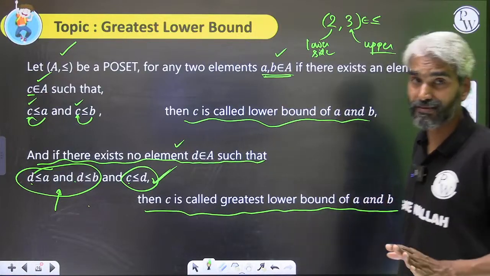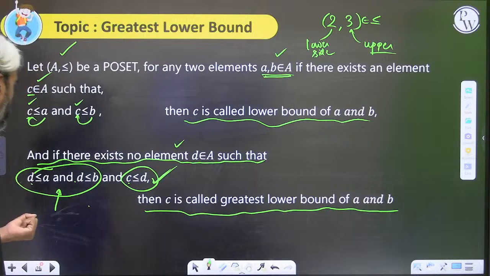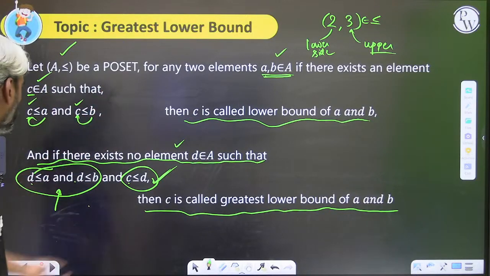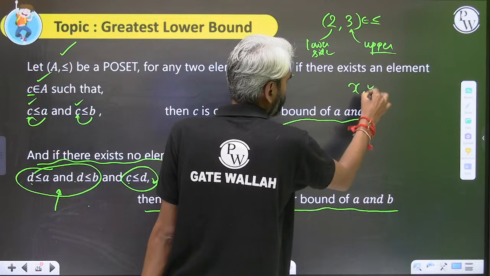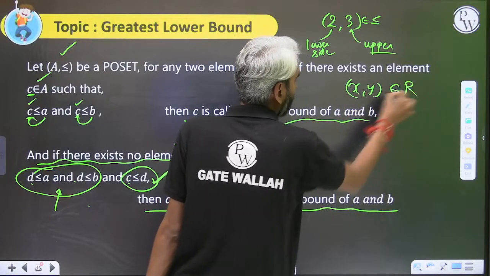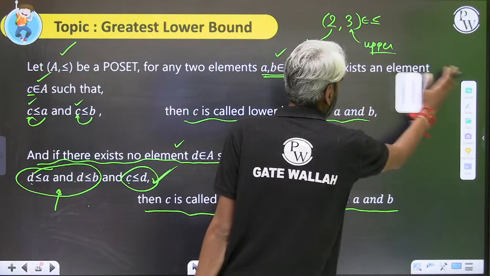Clear? This is as simple as that. In the very beginning, it may look confusing, but it's so simple. You just need to understand that in x, y, if we have x, y belonging to R, then we consider x at the lower side and we consider y at the upper side. That's the simple concept.